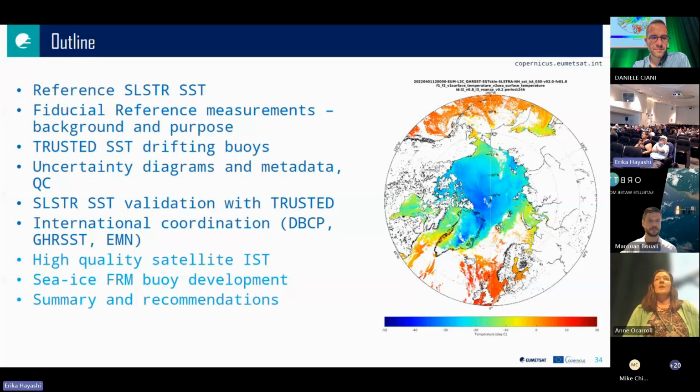I'll start and go through fiducial reference measurements for sea surface temperature, talk about the need for them, our reference SST from SLSTR, and go through some of the activities of the Trusted Project. And then in the second part of the talk, I'll talk about fiducial reference measurements for sea ice surface temperature. Steiner gave a little bit of an overview earlier today.